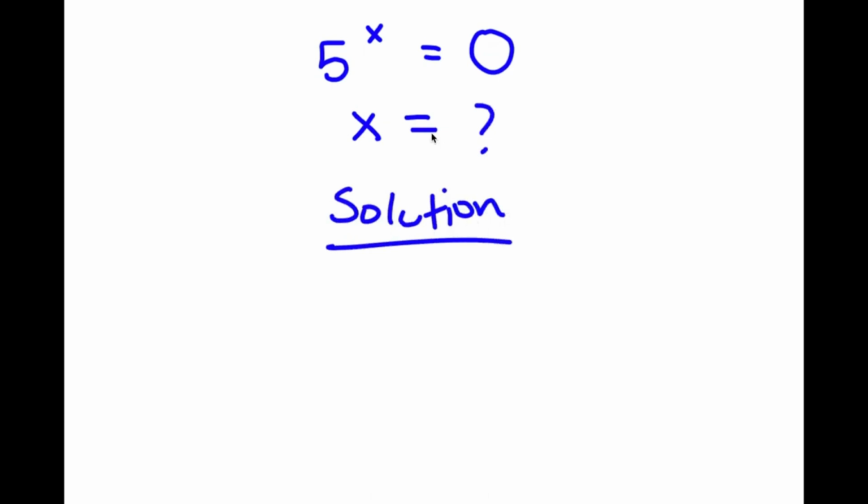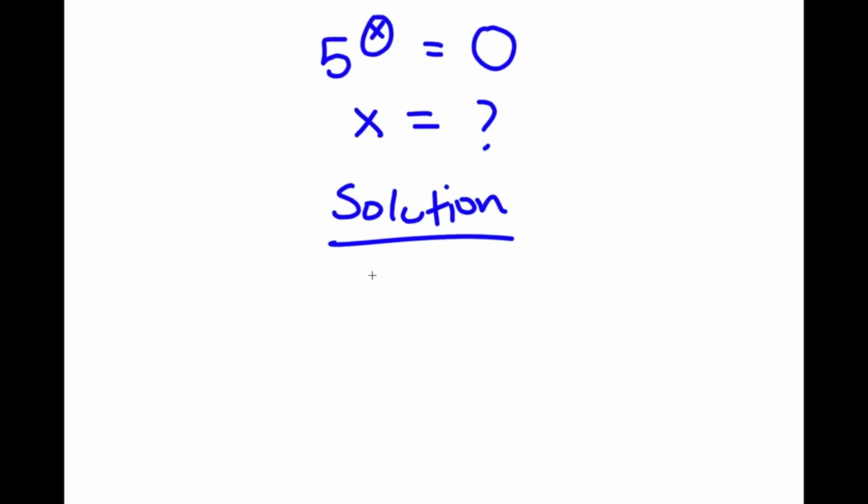Alright, so in this problem, I have 5 to the power of x is equal to 0. So, I obviously want to find the value of x here. So for my solution, I'm going to first start by trying out values of x.